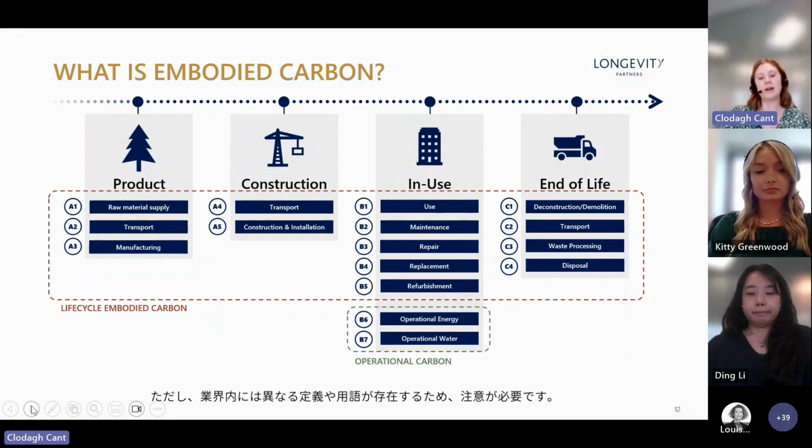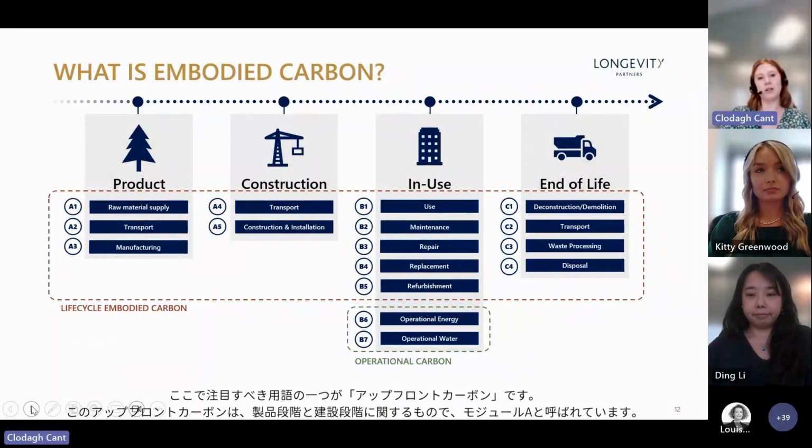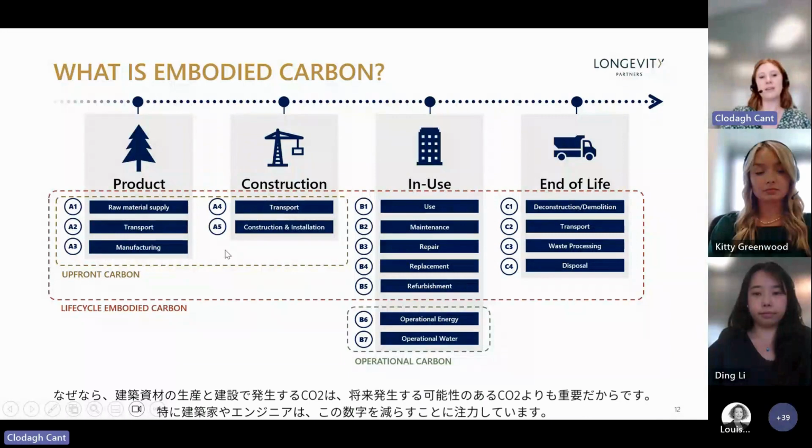It's important to note, though, that there are a lot of definitions and terms within the industry that people use, and one of those important terms to mention here is upfront carbon. And this upfront carbon is associated to the product stage and the construction stage, or otherwise referred to as Module A. This is of particular importance within the industry because this carbon that we are spending now in terms of producing and constructing our buildings is of greater importance than what we may potentially spend in the future. This is why there's a lot of focus with particularly architects and engineers, with many of you in the audience, will be pushing to reduce these numbers in the first instance.